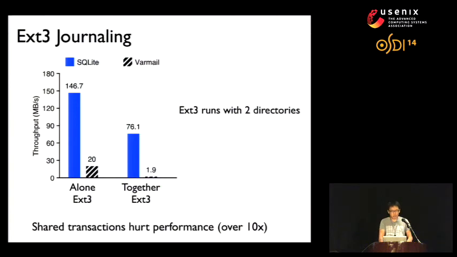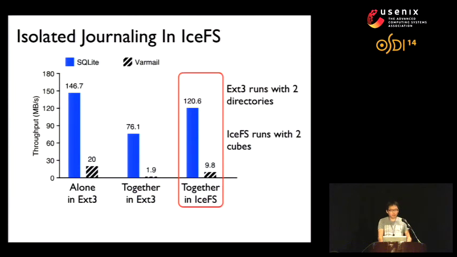So shared transactions can hurt performance, especially for VMware. In IceFS, we run these two applications in two different cubes. Each cube has its own running transactions. In this manner, we can see that both applications' performance gets higher compared with ext3.